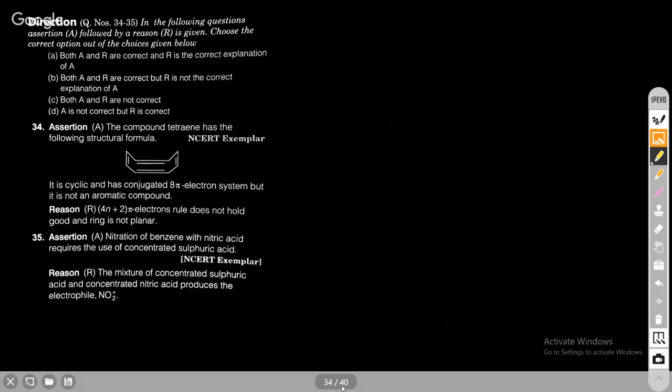Nitration of benzene with nitric acid requires the use of concentrated sulfuric acid. It's fine because for nitration of benzene, we need the mixture of HNO3 and H2SO4. So for this one, option A is right. I'll write down the answer at least. That is option A. So for nitration, we'll use this.